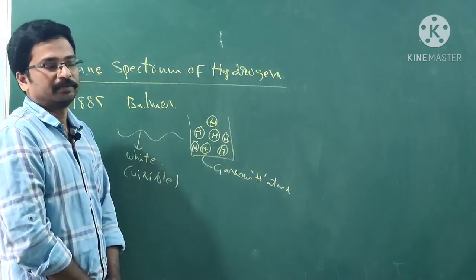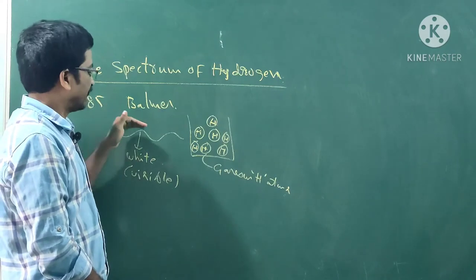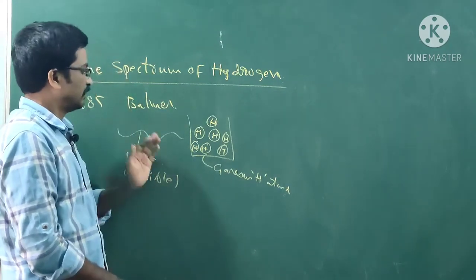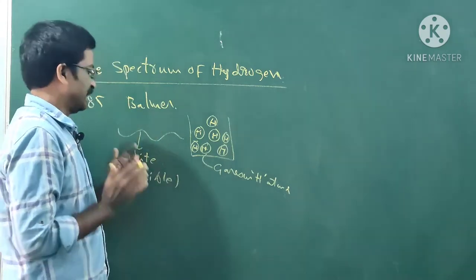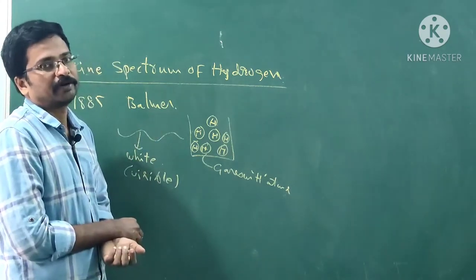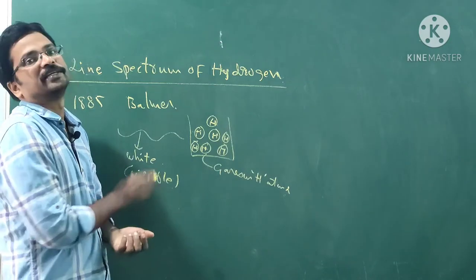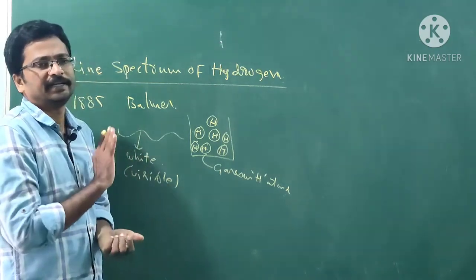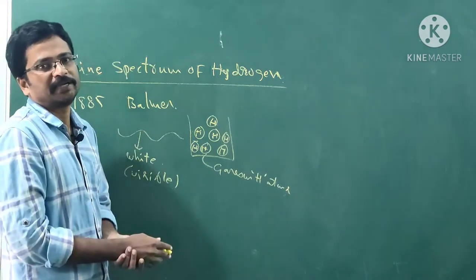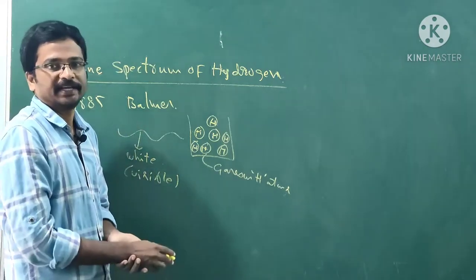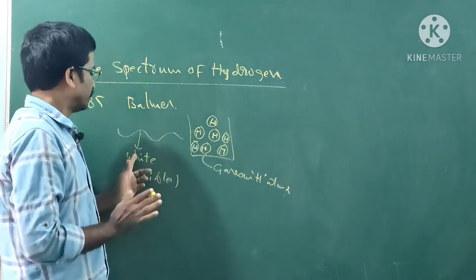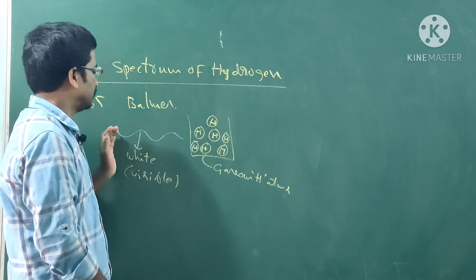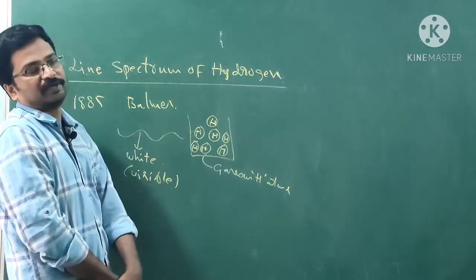In electromagnetic radiation, he takes white light. He did not do the experiment with the remaining electromagnetic radiation. He only preferred white light, the visible radiation range. He passed visible radiation only.